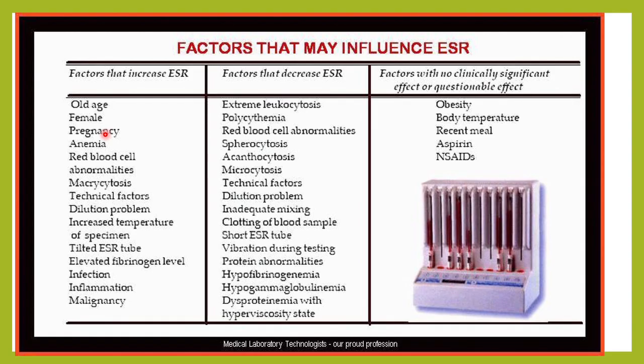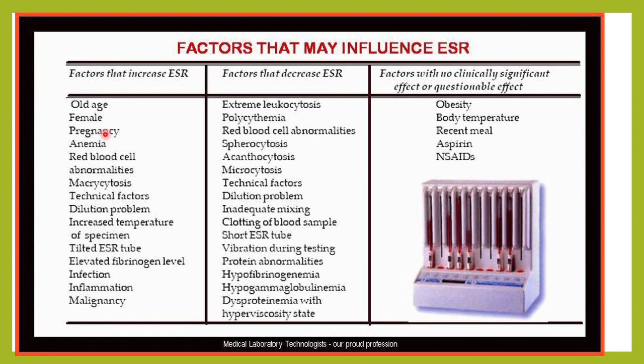In case of certain technical factors, if you increase the temperature, the settling happens faster. If there is a tilted ESR tube, the ESR will increase. If there are increased fibrinogen levels, inflammation, infection, autoimmune disease, malignancies, or increased immunoglobulin, all can increase the ESR.